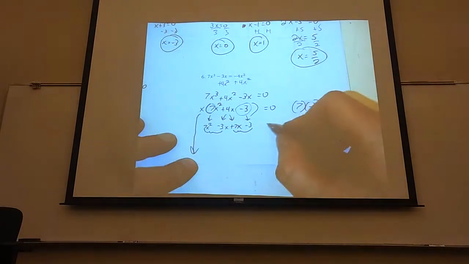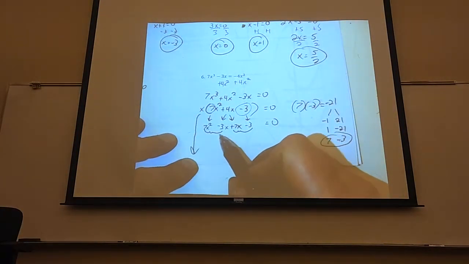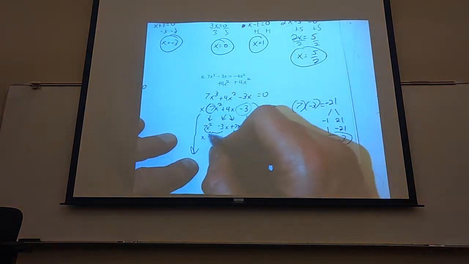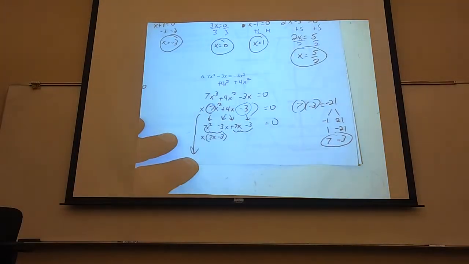So I've got my groups. What can I pull out of my first group? X. And my second group, 1.